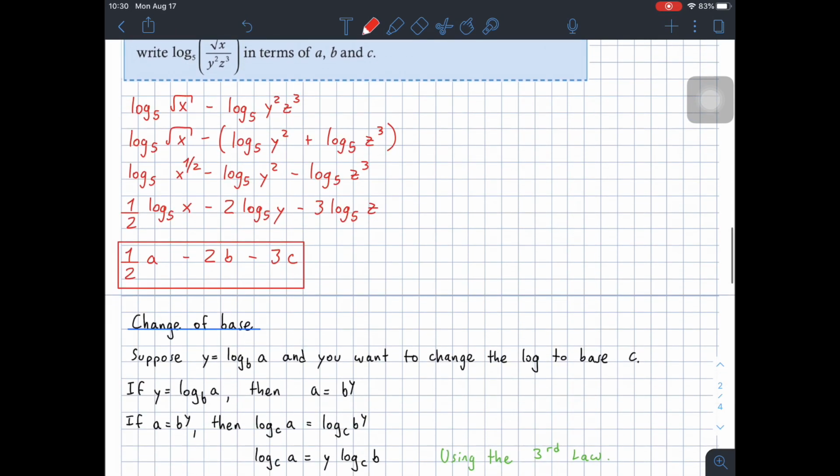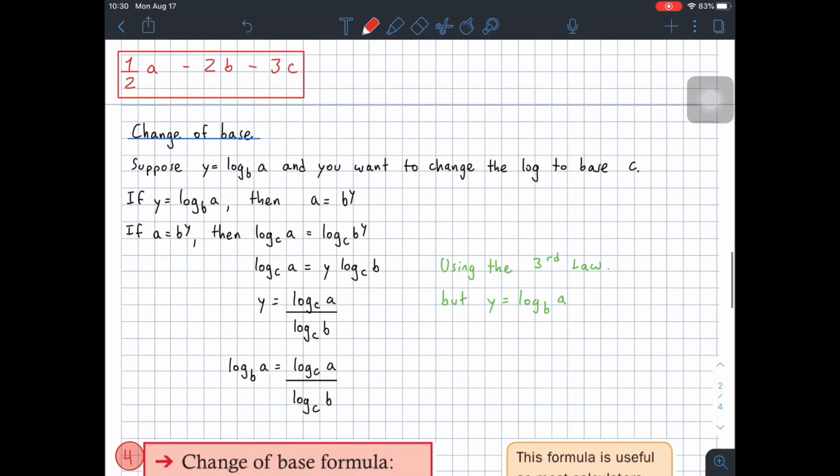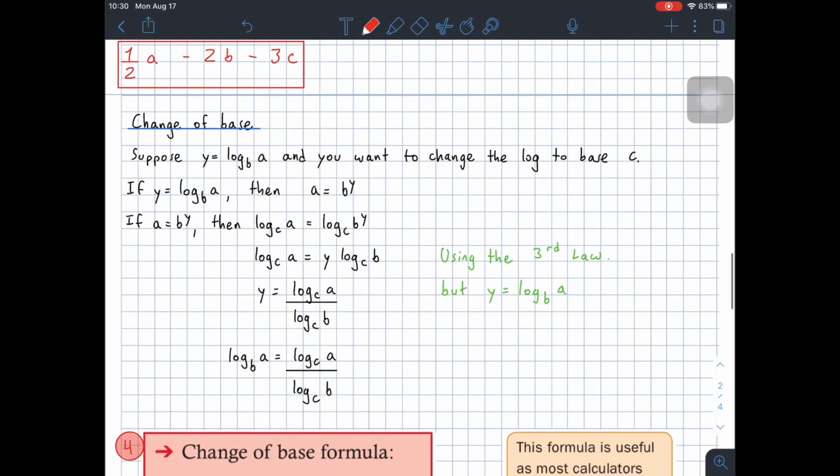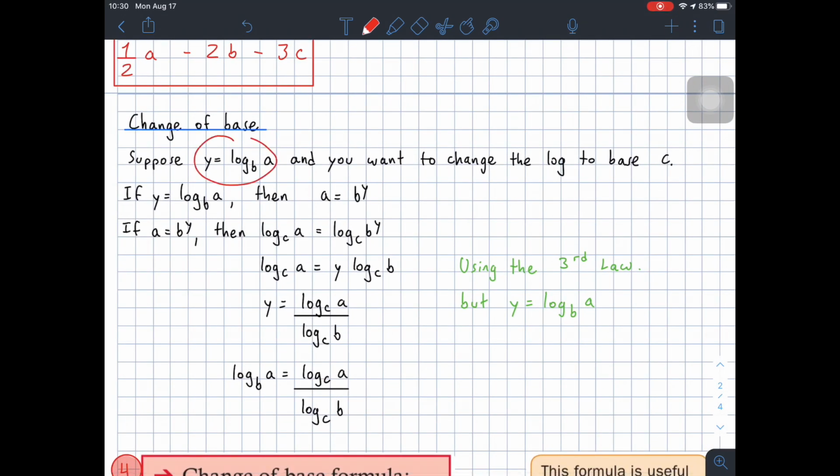Okay, finally we're going to see the fourth law, which is known as change of base. As we did with the first three laws, I'm going to show you where this law comes from. But you don't need to know this by heart because you have the formula in the formula booklet. So we're going to do a supposition again. We're going to suppose that y is equal to log base b of a, and you want to change to the log base c. Okay, so we want to change base because that's what the fourth law is about. So instead of being base b, I want it to be base c. Okay, so how do I do that?